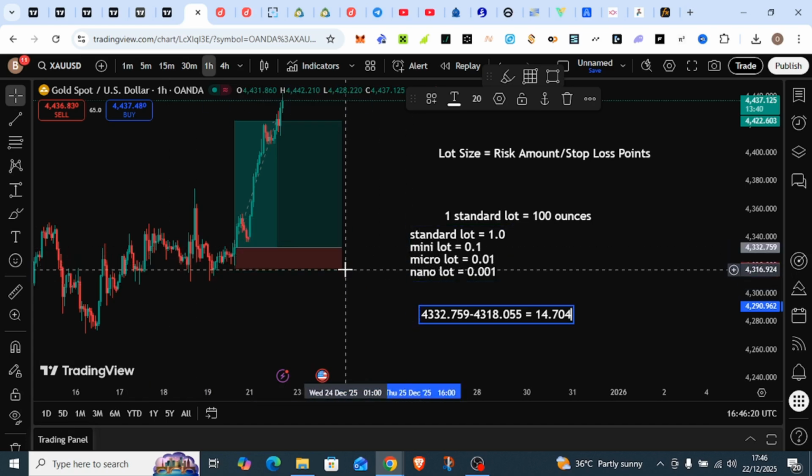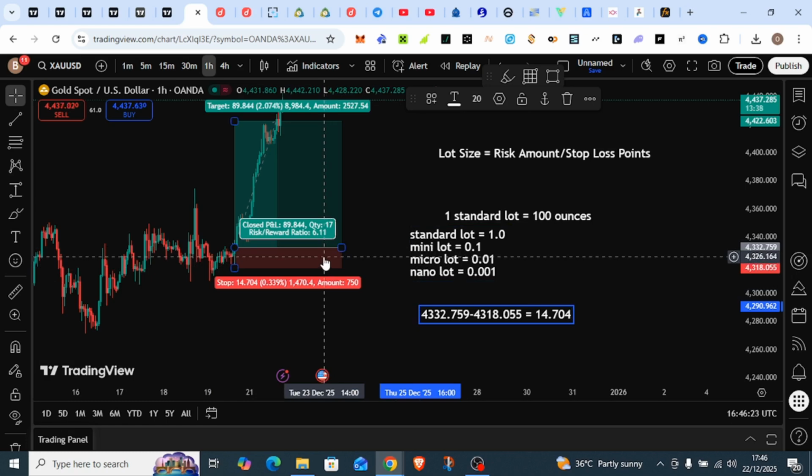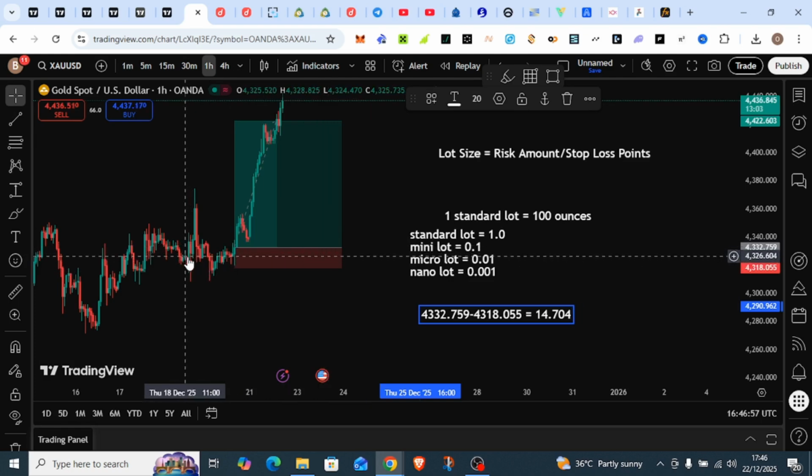The distance from the entry point to the stop loss point is 14.704, which you already know how we got it. But take note, one standard lot is equal to 100 ounces. So since this is gold and we know that one standard lot is equal to 100 ounces, what we do now is to multiply these points by 100. If you multiply 14.704 by 100, you will get this point here, 1470.4.